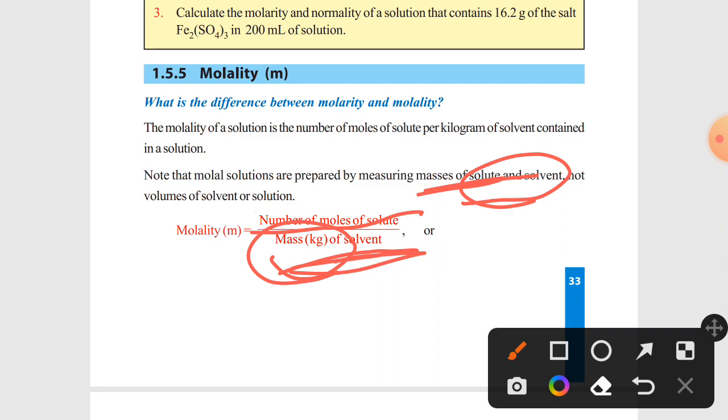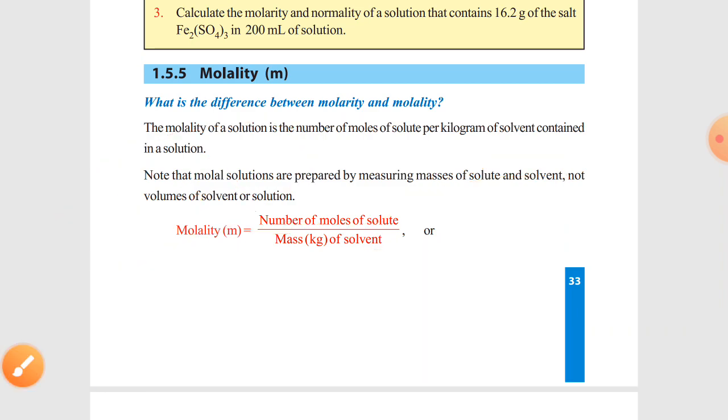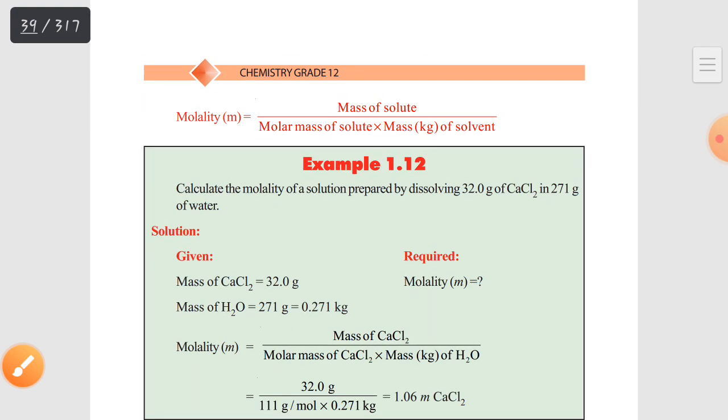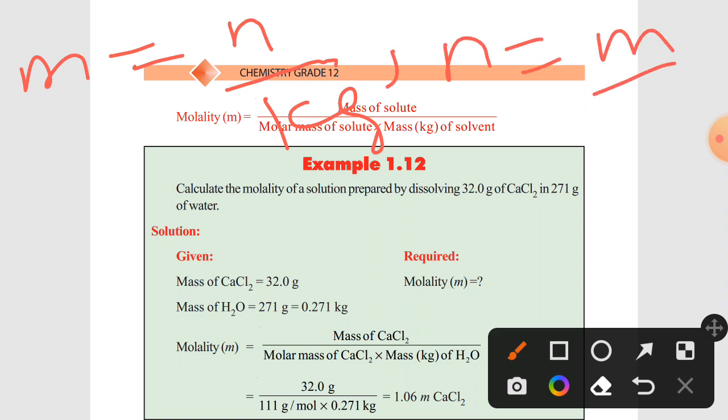Molality is equal to mass of solute over molar mass of solute times mass of solvent in kilogram. Molality is equal to number of mole over kilogram of solvent. So what is n? N is equal to mass over molar mass. So molality is mass over molar mass times the kilogram of solvent.